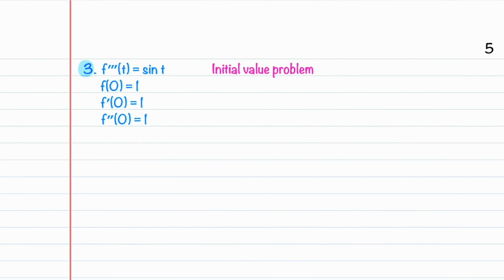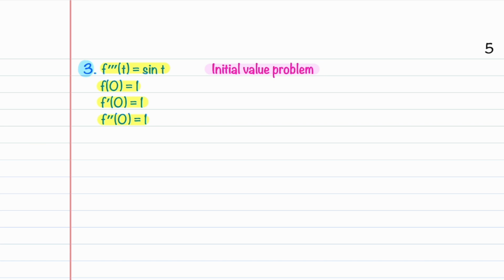In our third example, we are given that f triple prime of t is equal to sine t, and we're also given that f of 0 is 1, f prime of 0 is 1, and f double prime of 0 is also 1. This is an example of an initial value problem because we're given the value of the function and its derivatives at time t equal to 0.